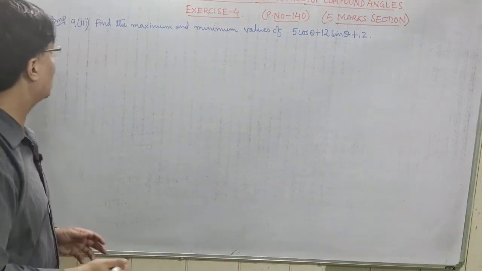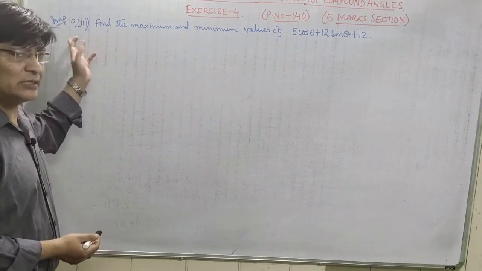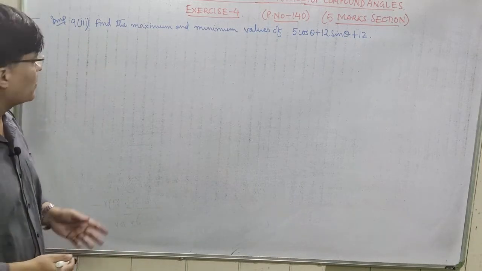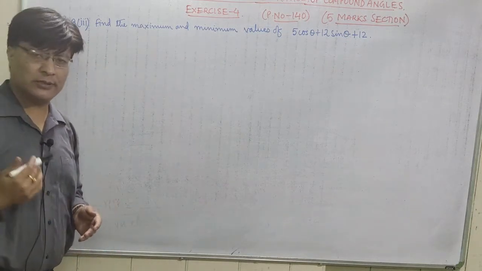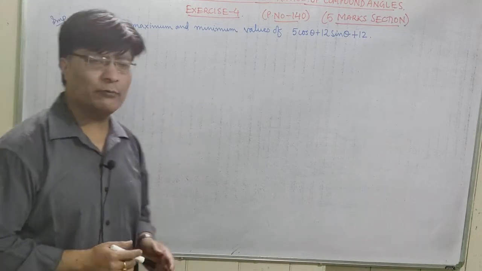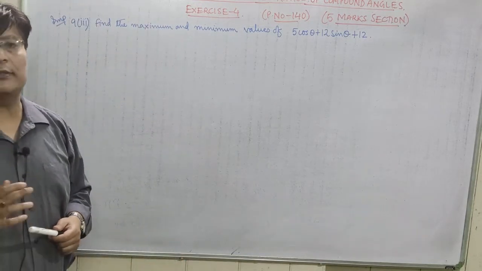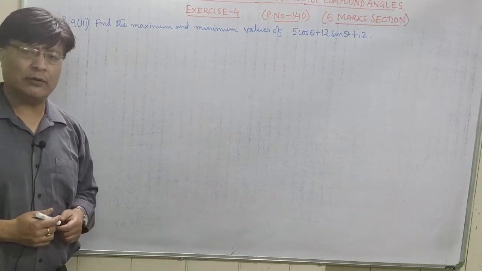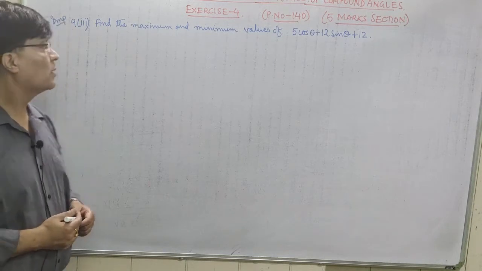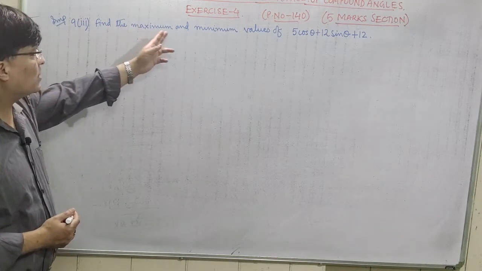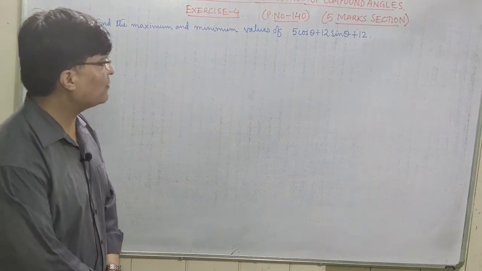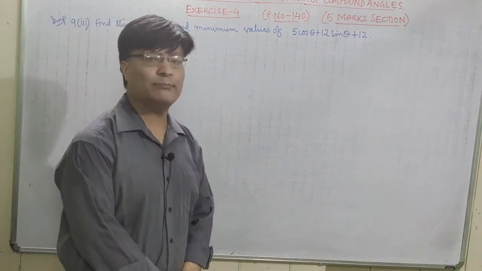So now we'll do the next question, that is 9 number 3. This is also a very, very important question. So we can use this same method, as we have done in 9 number 1. Find the maximum and minimum values of 5 cos theta plus 12 sin theta plus 12.